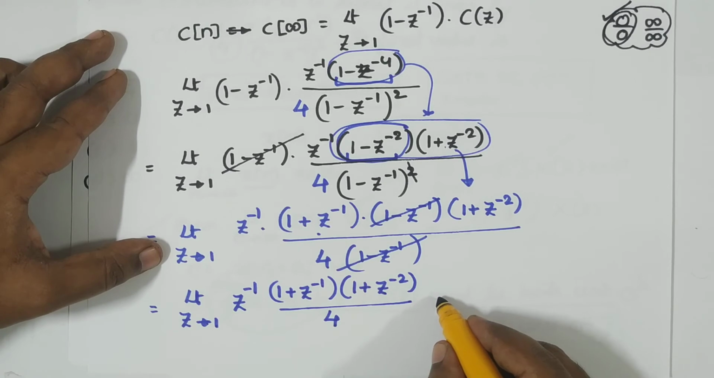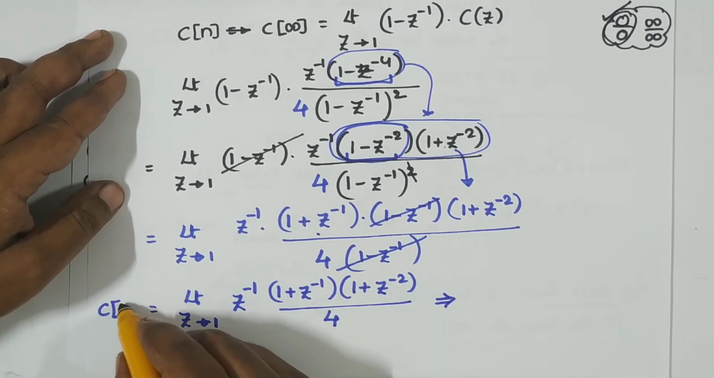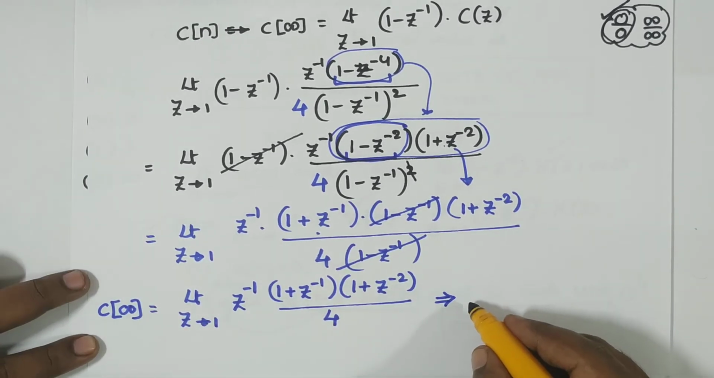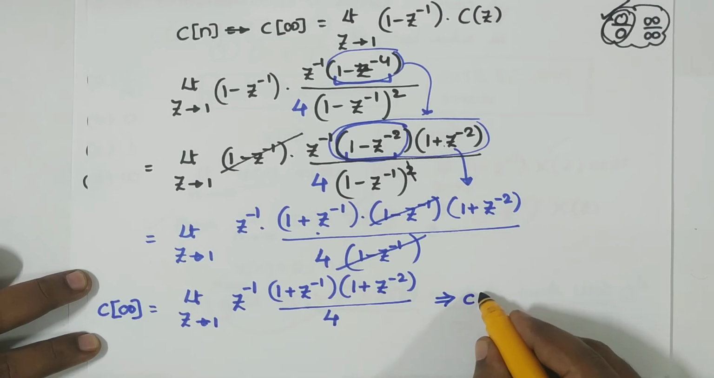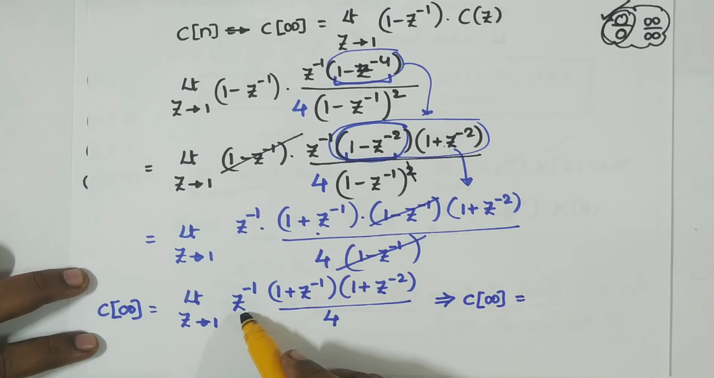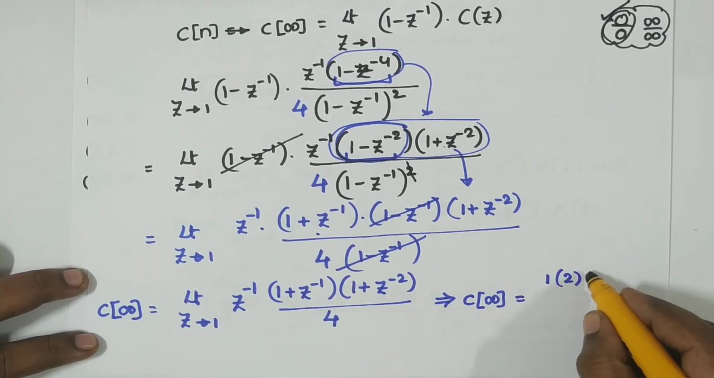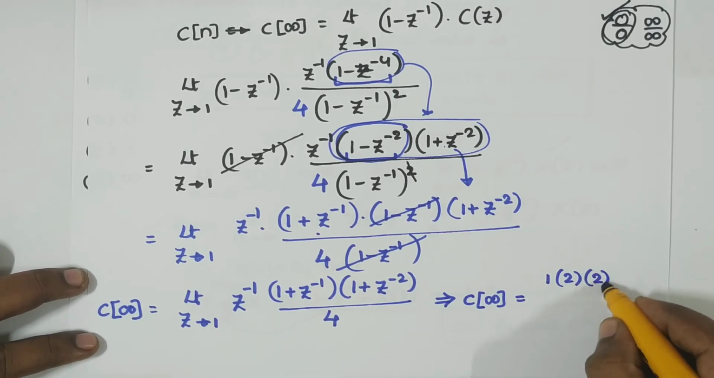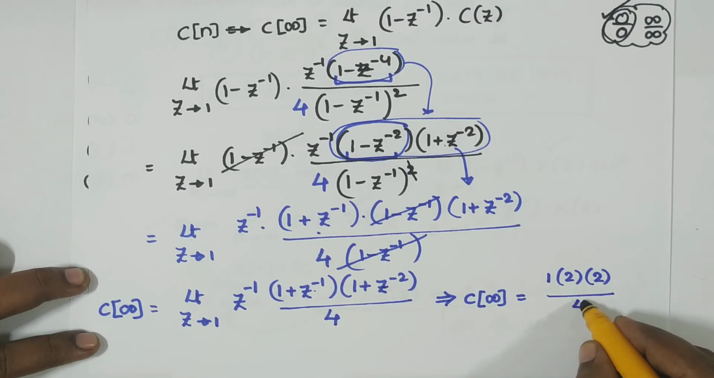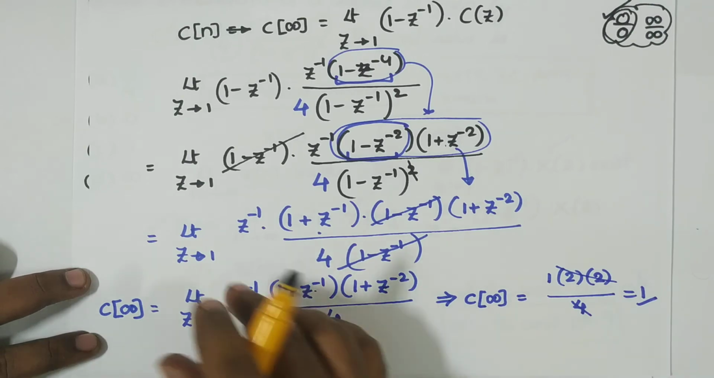Now if you plug in, on the left-hand side what do you have? According to the basic definition, we have C(infinity). So C(infinity) is equal to, if you plug in z = 1, what do you get? 1 multiplied by 2, and this is again 2. If I put z = 1, you get 2, and again here we have 4. So the answer is 1. So C(infinity) is equal to 1.